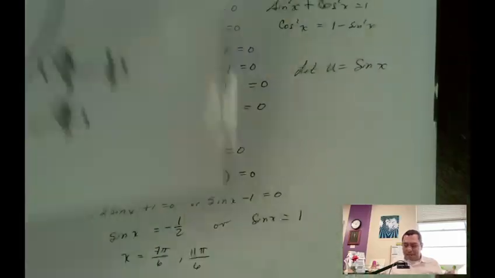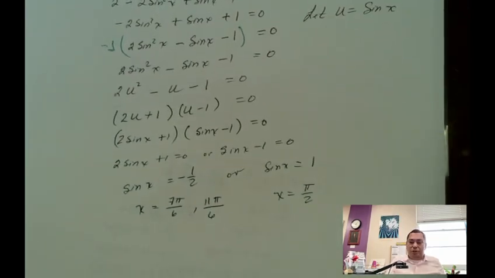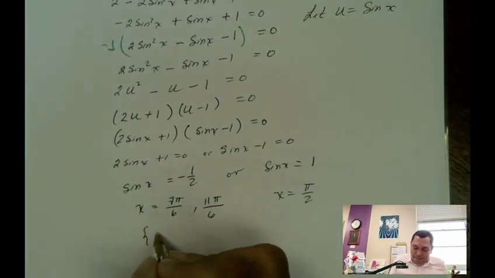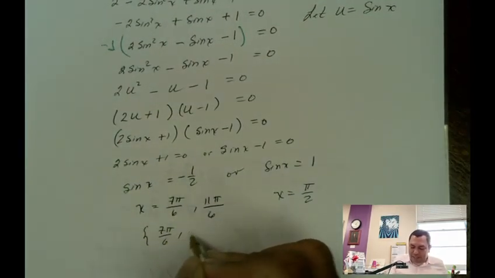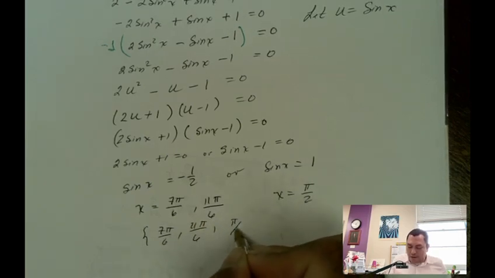Well, sine is equal to 1 at 90 degrees or pi over 2. We are working in radians. So this one is x equals pi over 2. So my solution to this problem is 7 pi over 6, 11 pi over 6, and pi over 2.